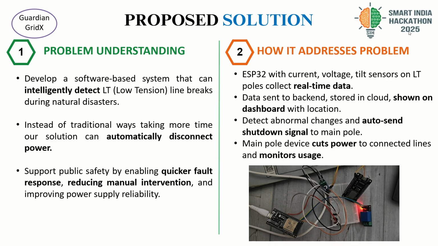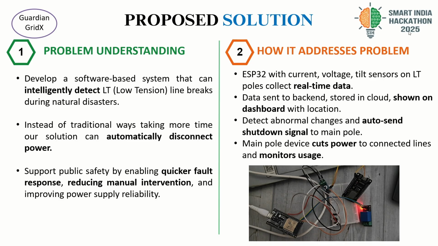In Kerala, when there are floods, there is a high chance that the wire can snap on the LT line or the pole can fall. We are generating a solution that is different from the traditional way. The traditional way was a circuit breaker, which used to cut off the power, but we are generating a software-based solution. We have connected current, voltage, and tilt sensors to an ESP32, and the data from the ESP32 is sent to the backend, which shows the real-time data on the front end.